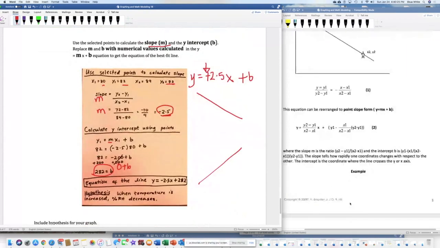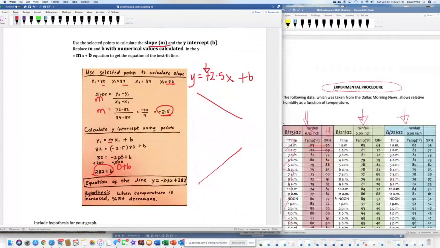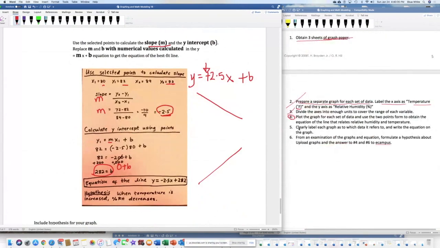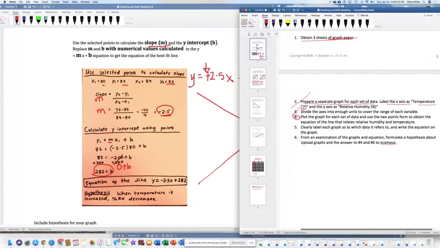And then they ask you, so let me go back to the directions. They say clearly label each graph as to which data it refers to. So we did that, right? Write the equation on the graph. We just did that. Then number 6, it said from an examination of the graph, look at the graph and the equation, formulate a hypothesis about, wait, are there more words? There are words missing here.